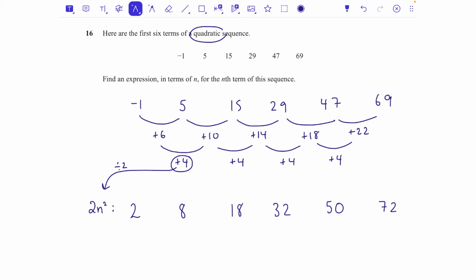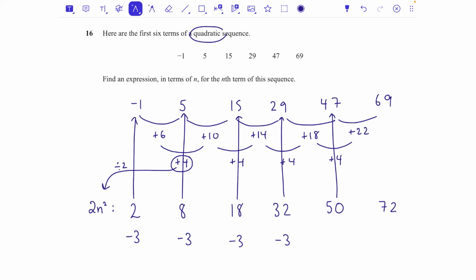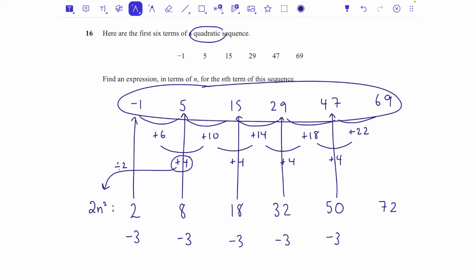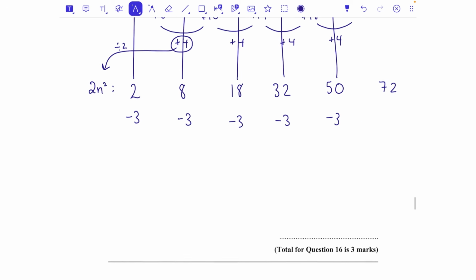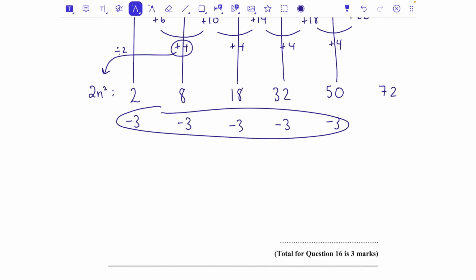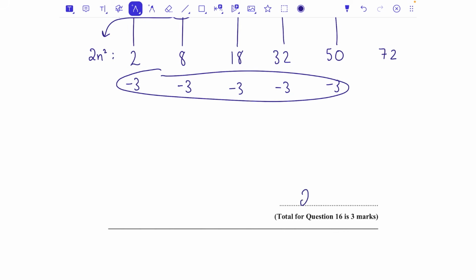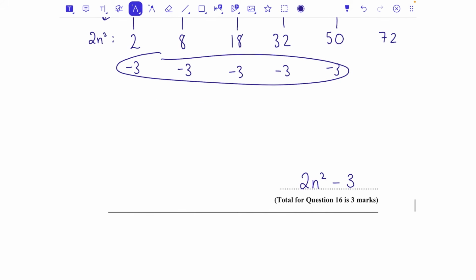And now all I'm going to do is compare the difference from that sequence to the sequence I actually want. So to go from 2 to minus 1, we'd have to take away 3. To go from 8 to 5, we'd also have to take away 3. To go from 18 to 15, we're taking away 3. So actually, we haven't got any more work to do here. We can see that to get the sequence that we want, it's going to be 2n squared, subtract an extra 3. Sometimes this bit makes another sequence, and then you have to do the nth term of that and add it on. But in this case, it was just 2n squared, subtract 3 to get the sequence that we were interested in.